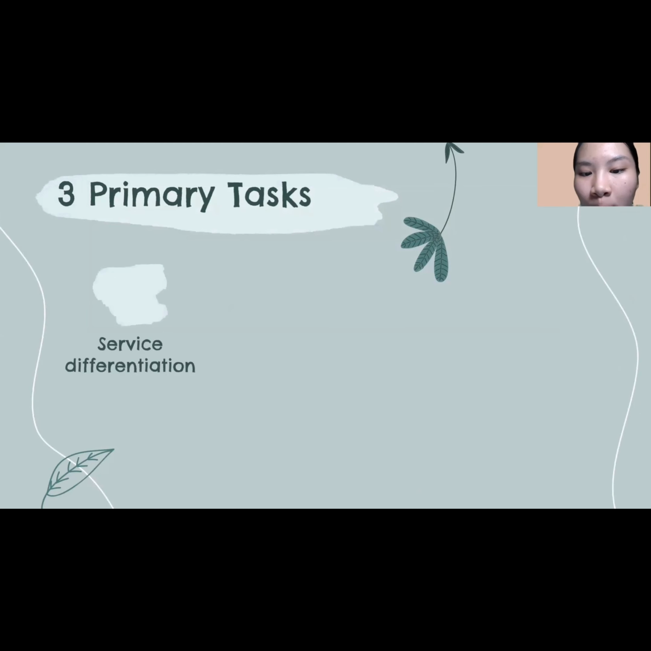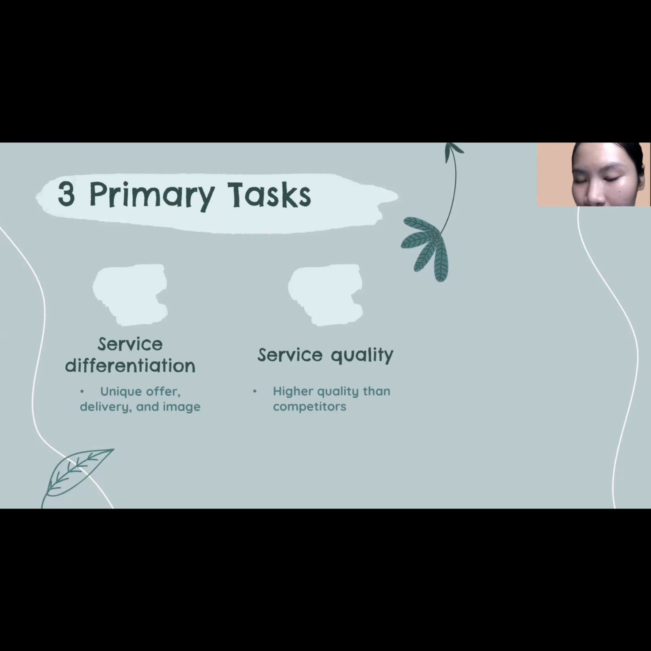The first task is to manage service differentiation, as clients now are more concerned with price than with the provider. The solution to this problem is to create a unique offer, delivery, and image. The management of service quality comes second. The service company can set itself apart by constantly providing higher quality than its competitors. Service quality, on the other hand, will always vary depending on the interaction between employees and consumers. And regardless of market position, it's still possible for them to make mistakes. In that instance, your service recovery can convert angry customers into loyal customers.